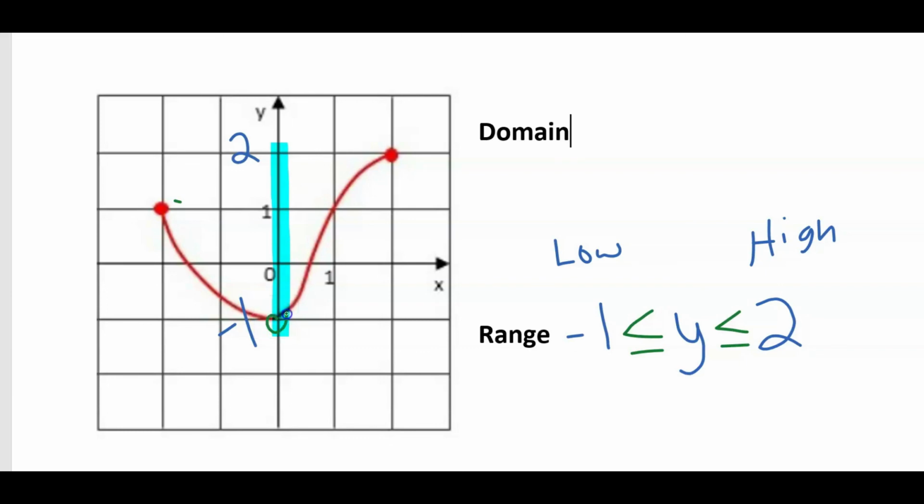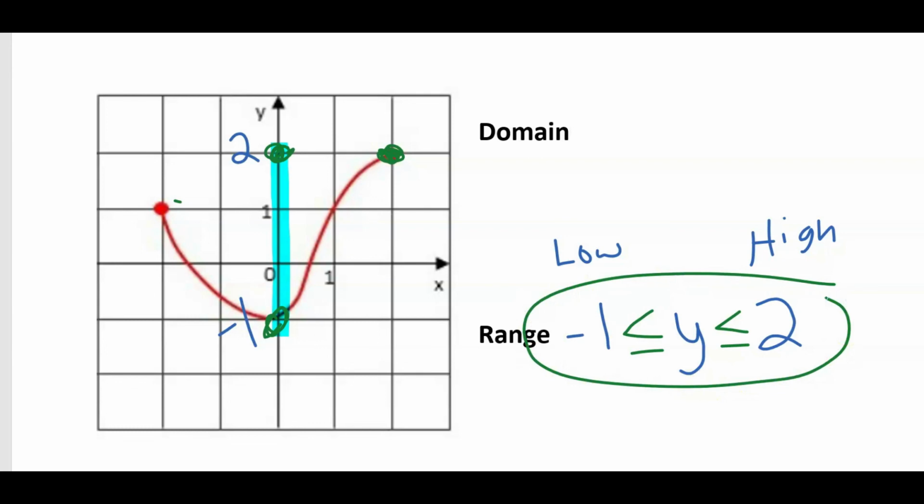Okay, so I've got -1 as a lowest point, +2 as my highest point, and that's a closed circle right there. So this is how I would describe the range. I'm just going from the lowest to the highest point. It's always talking about y values here. Y is greater than or equal to -1 because it always goes up from there. It's less than or equal to 2 because it always goes down from +2.